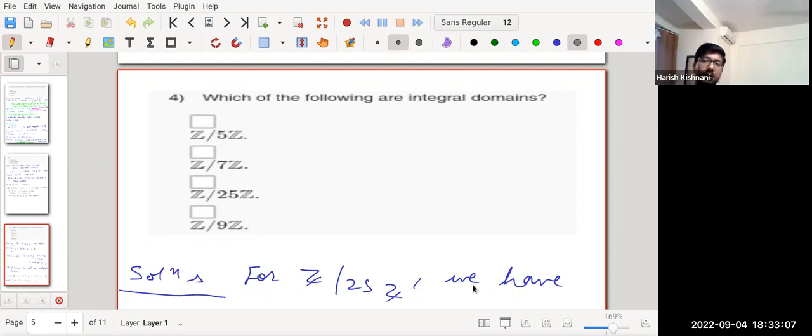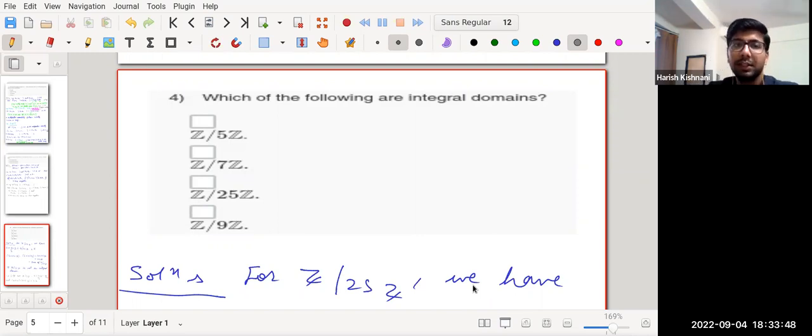There is a result already that you all might have seen: Z modulo nZ is an integral domain if and only if n is a prime number. So if you use that result, then you can directly say that Z modulo 5Z and Z modulo 7Z are integral domains, but Z modulo 25Z and Z modulo 9Z are not integral domains. But we will try to prove it without using that result, and in the course of that, we will also prove that result, which has a very easy proof.